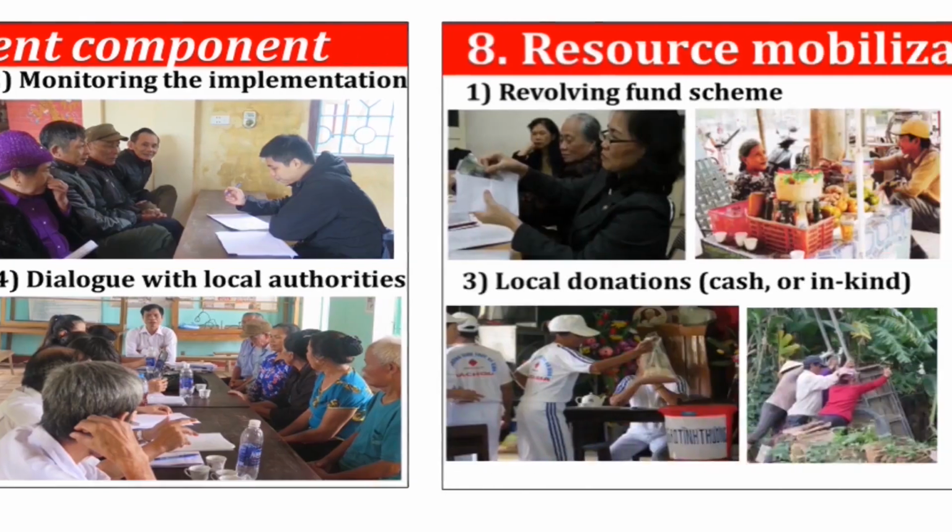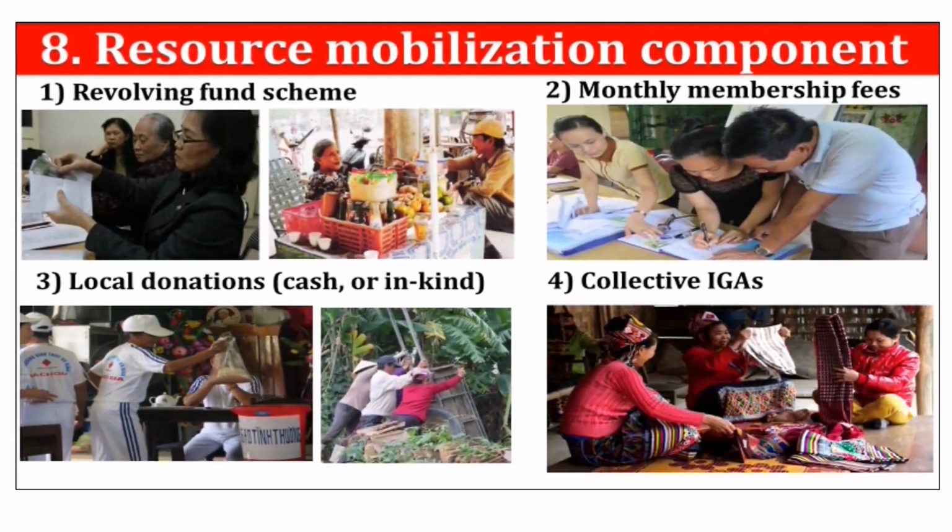The last and 8th component is the resource mobilization component. It consists of income from the revolving fund scheme, membership fees, local donations in the form of cash, in kind, and in labor, and fourth, collective income generating activities.